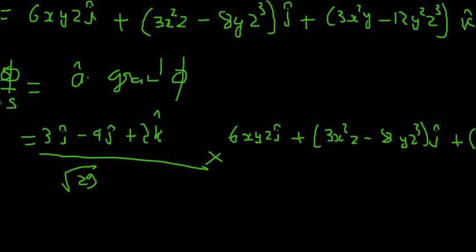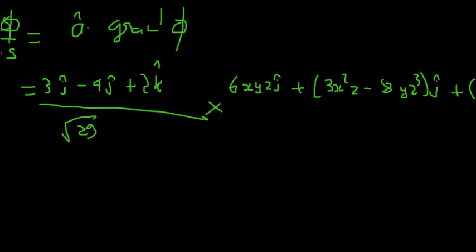So now what we have to do is multiply i with i, j with j and k with k. So this into this, it will become 6, 12, 18, 18xyz. At the same time, minus 4, it is minus 12x square z plus 8, 16, 24, 32, 32yz power 3.